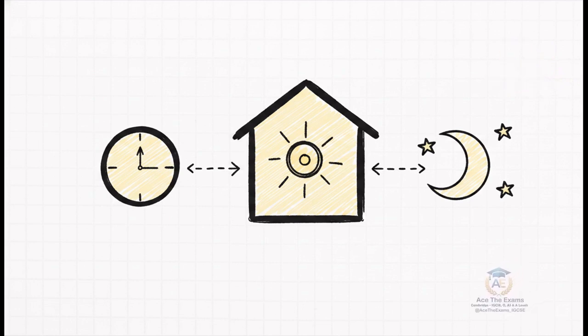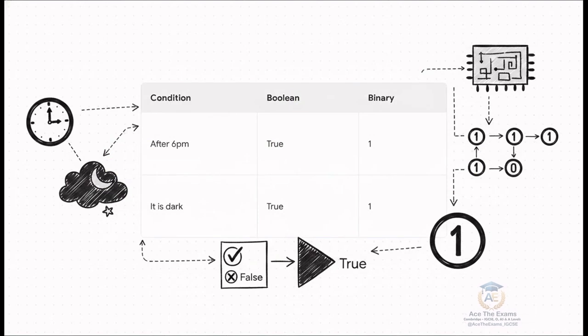And it is dark. Sticking to their exact phrasing proves to the examiner that you are answering their specific scenario. Now, what's really interesting about this slide is how we literally bridge the gap between human language and computer language. We take the real-world condition, say after 6 p.m., and we convert it into a Boolean value, true, yes, or positive. Then we take the final step and convert that Boolean value into our foundational binary value, a 1.